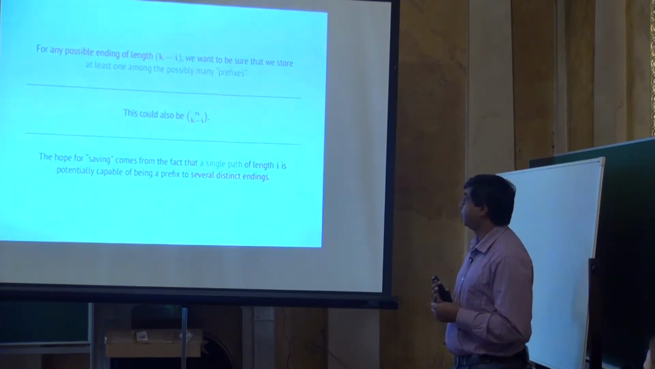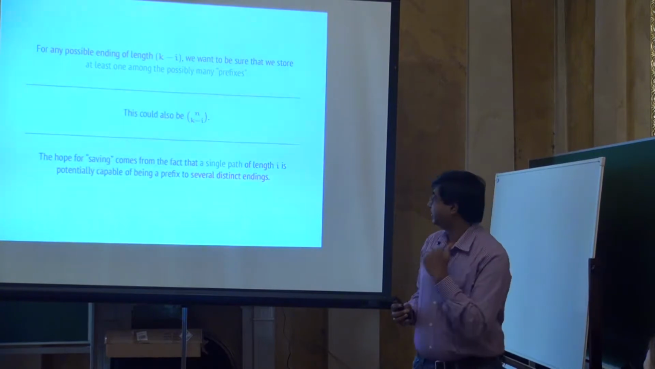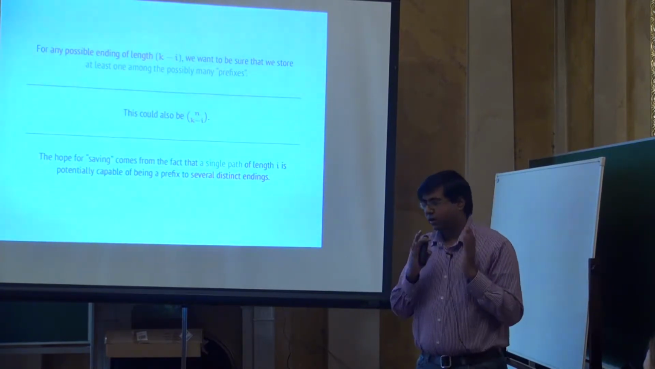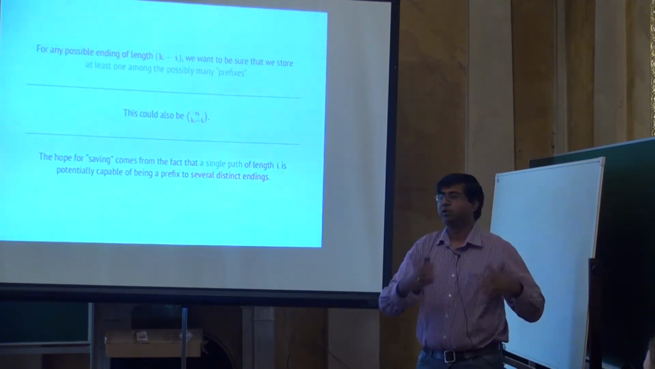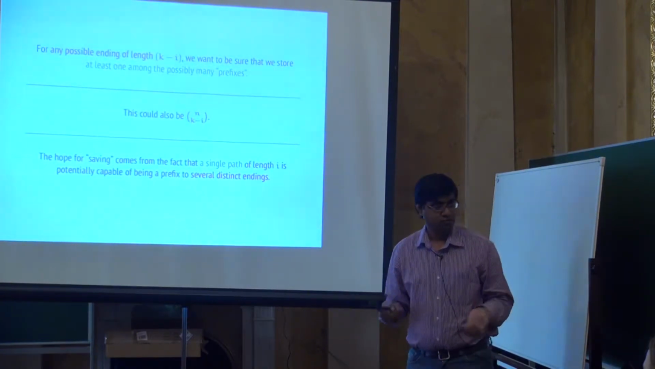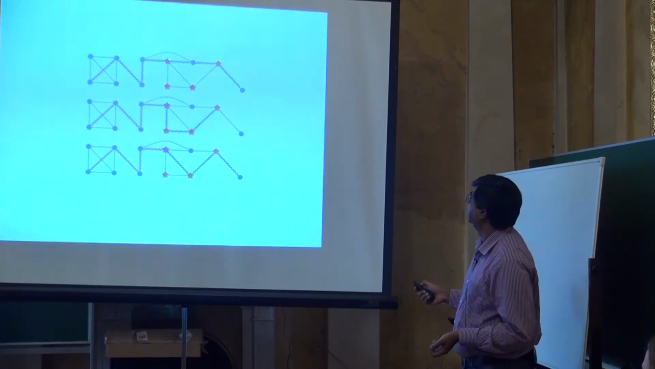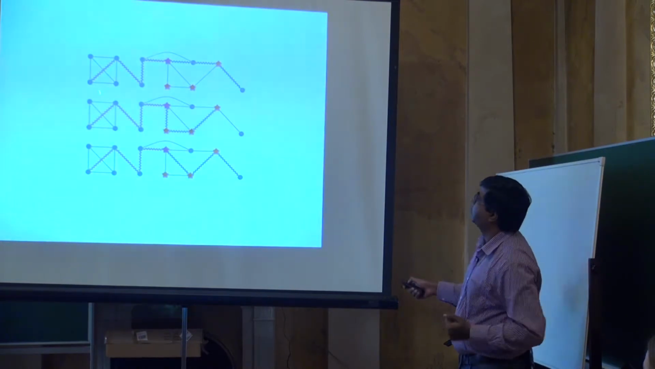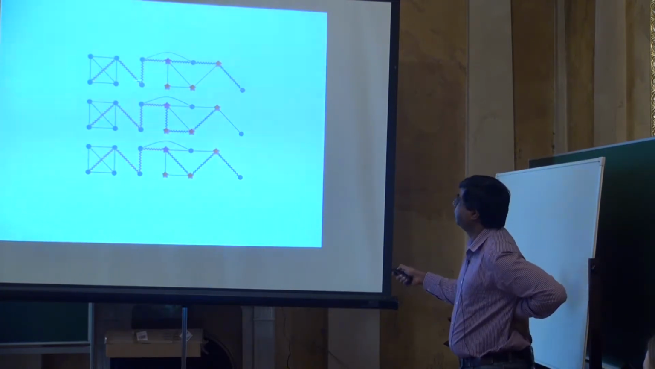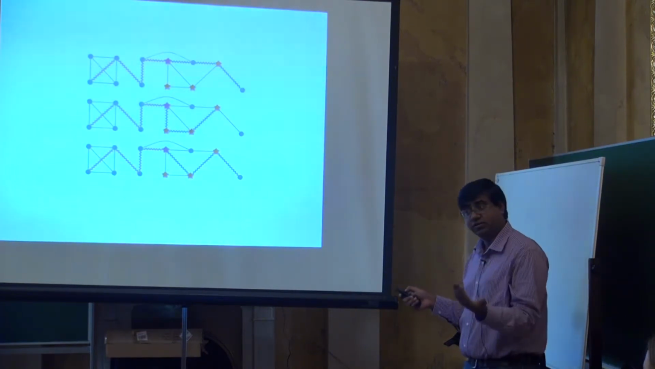The hope for saving comes from the fact that a single path of length i is potentially capable of being a prefix to several distinct endings. This is our goal: for many paths of length k minus i, there is one guy who is able to take care of it. Let's look at this example. This is one ending, this is one ending, this is one ending, but the same path is able to take care of all of them. If I would have stored this path, then if you give me this future, it adds. If you give me this future, it still adds. This future, it still adds.